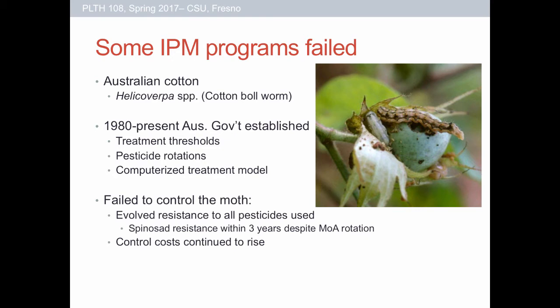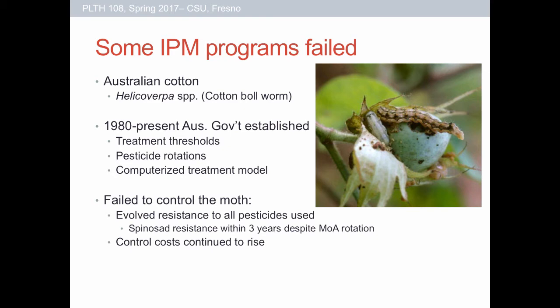Every single chemical they threw at these Helicoverpa species, they evolved resistance to very quickly, in spite of mode of action rotations. Spinosad was a really great example. They introduced that, and they were doing a single application every year, and resistance developed within 3 years. So most growers got to apply it 3 times, and then it didn't work anymore, and arguably didn't work real well in the first place. And due to all this, control costs just kept going up.